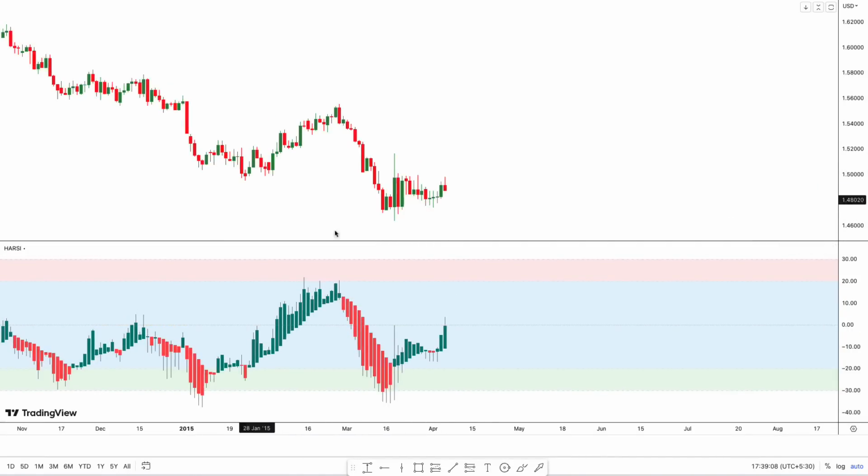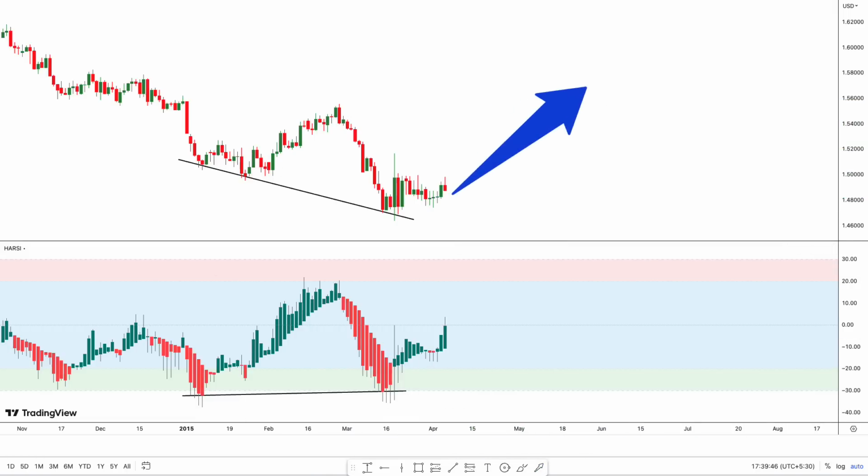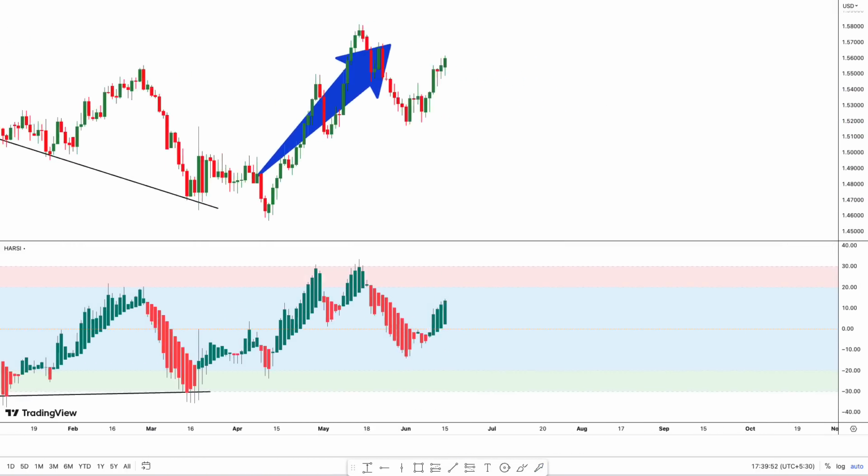case. We can see that the price is making lower lows. However, if we look at the Heiken oscillator, we can see that the candlesticks are making higher lows, indicating that the lows that the price is making are weak, making it likely for a bullish reversal to take place. By looking at the price action after the bullish divergence formed, we can see that the price made a strong reversal in the upward direction.